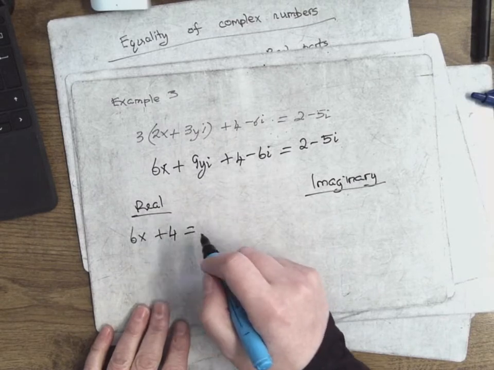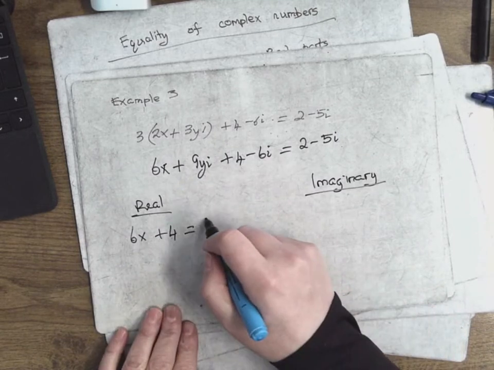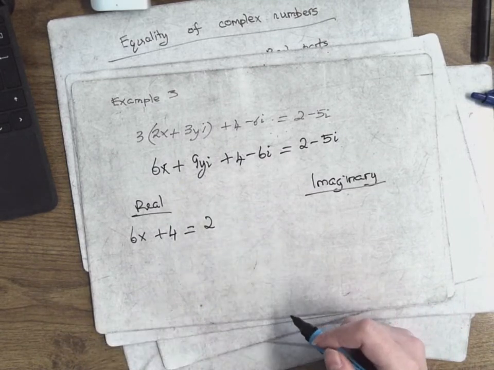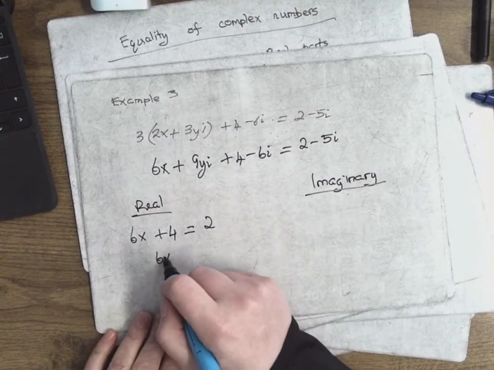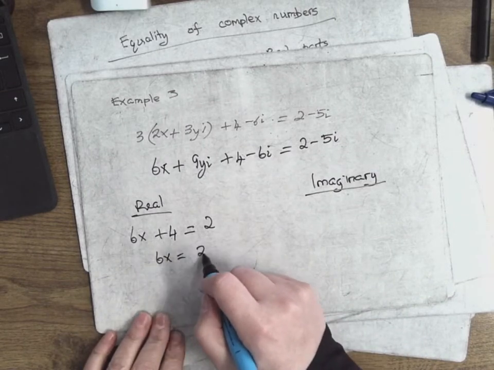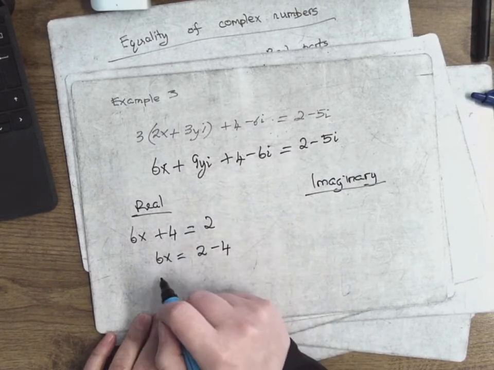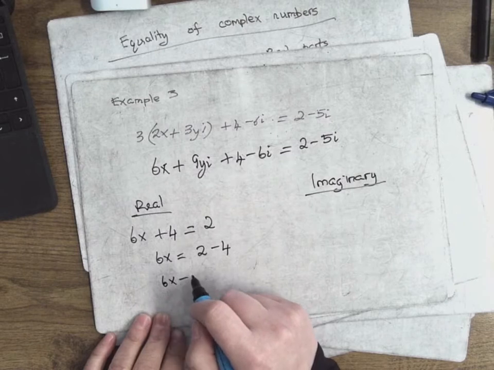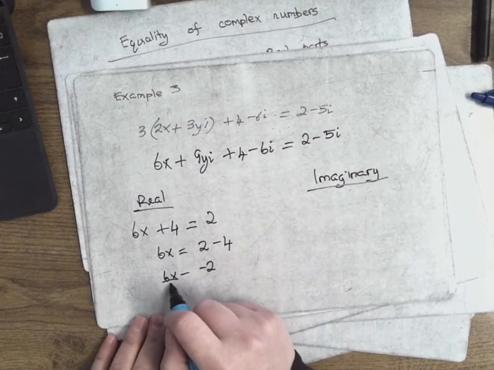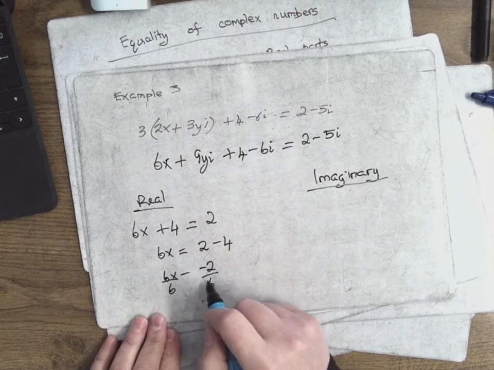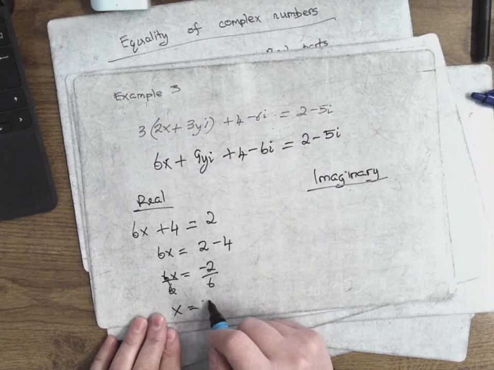Equals. So you're onto the equals. Real bits on the right hand side: 2. Solve that. x is on one side, numbers on the other. So 6x equals 2 minus 4 when it comes over. So 6x is equal to minus 2. There's a 6 stuck to the x, so divide each side by 6. And you'll end up with x, that cancels down to minus 1/3.